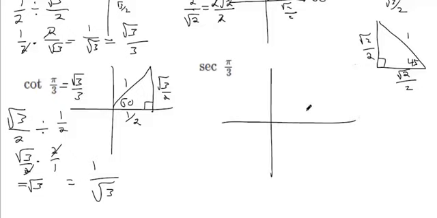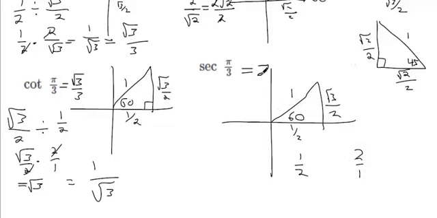Okay, secant pi over 3, that's another 60-degree angle. And so what's opposite of 60 is always square root of 3 over 2. And then this is 1/2. This is a hypotenuse of 1. So we can do the secant ratio by first finding out what cosine is, because secant and cosine are reciprocals. So cosine of 60 degrees would be the adjacent divided by the hypotenuse. So cosine is 1/2. That means secant is going to be 2 over 1. In other words, secant pi over 3 is 2.